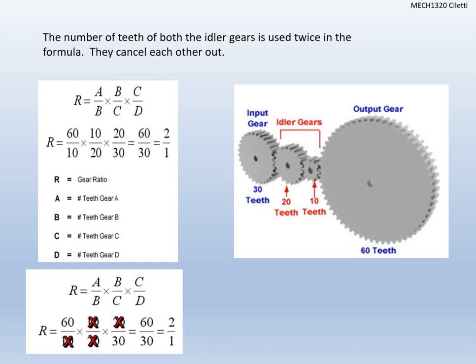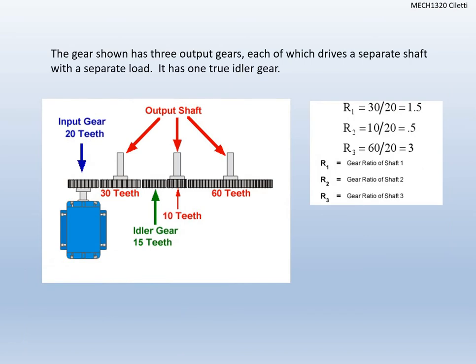If you notice in the math shown down below, when we do the simplification, the idler gear actually has no effect. We can still get 60/30, the output gear over the input gear, and get 2/1. So same ratio. So idler gears do not impact anything in this type of system.